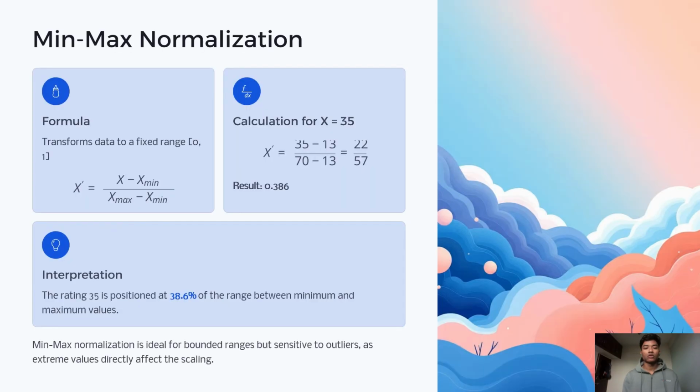Let's start with min-max normalization. This method converts values into the range 0 to 1 based on the minimum and maximum values of the dataset. Using the formula, the normalized value for 35 comes out to be 0.386. This means that the rating 35 sits at 38.6% of the total spread from the minimum to maximum. Min-max is simple and useful, but it's highly sensitive to outliers.